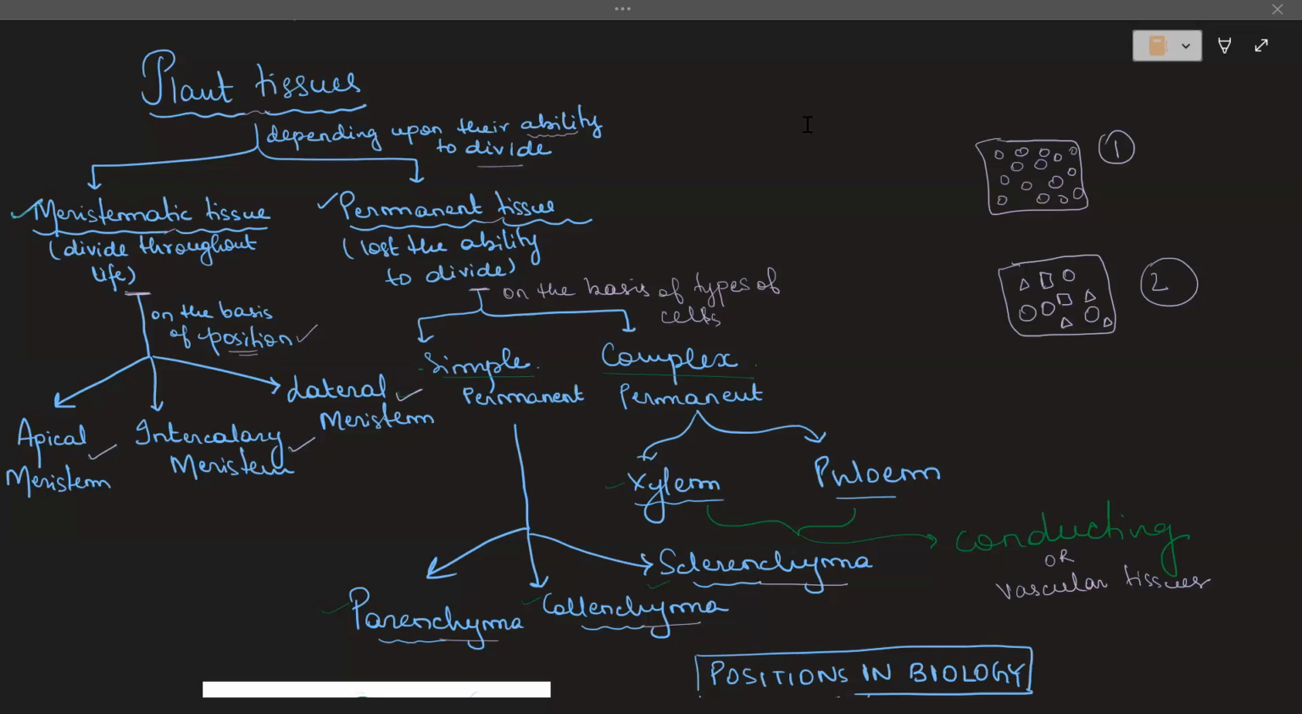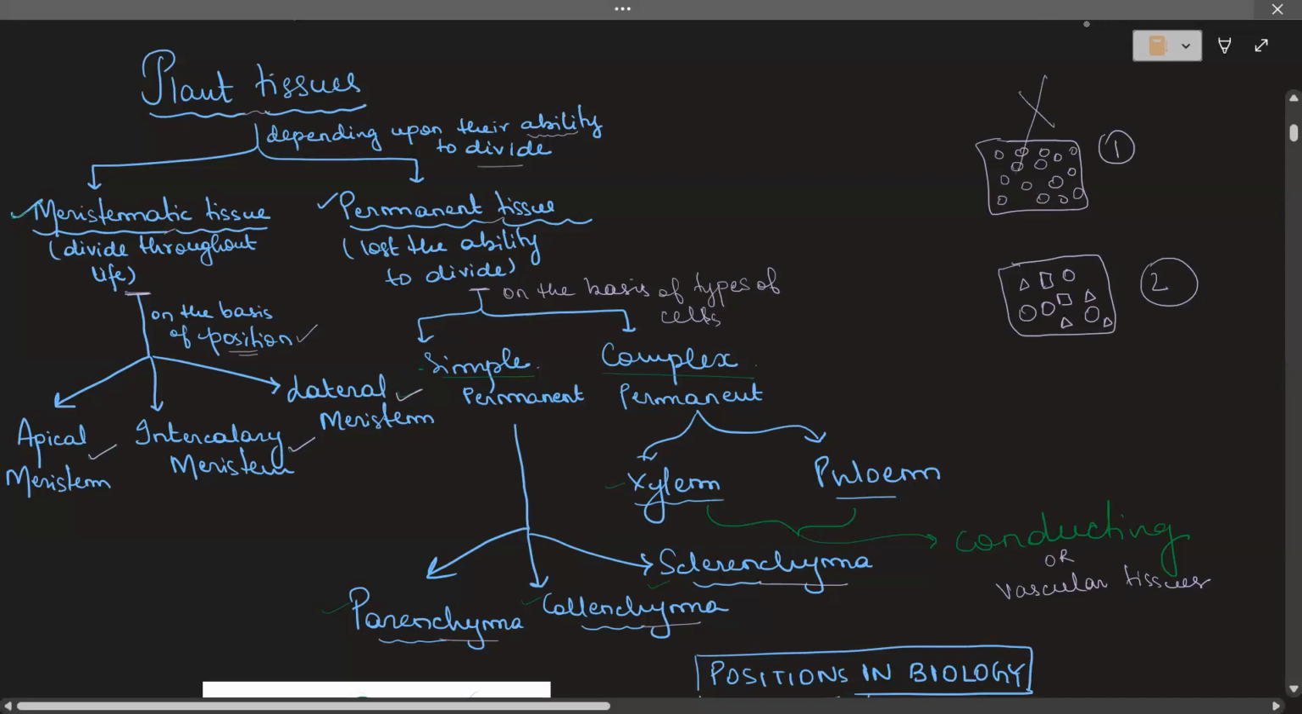Ma'am, can you scroll down? Ma'am, should we draw this which you have drawn on the right side? No, no, no. Don't draw this. I'll tell you when to draw. Right now, don't draw this.